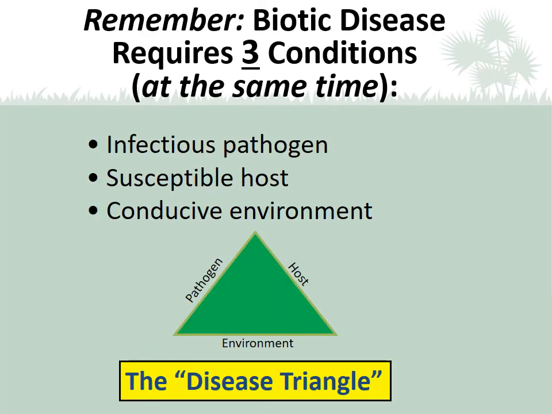So in review, this is the plant disease triangle. We talked about this earlier in this presentation. And as I mentioned, there are three conditions required at the same time in order for a biotic disease to function most optimally. So the infectious pathogen must interact with a susceptible host in a conducive environment for a biotic disease to thrive in a given landscape or garden. So it's very important that we understand that by limiting one of these three factors or by eliminating it altogether, we will limit the spread of biotic diseases.